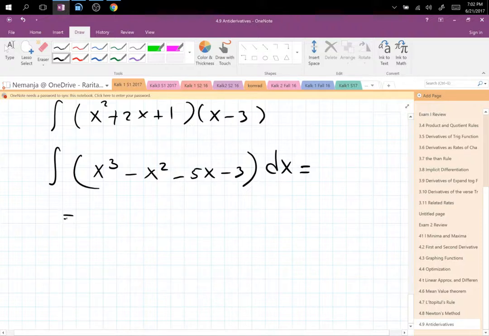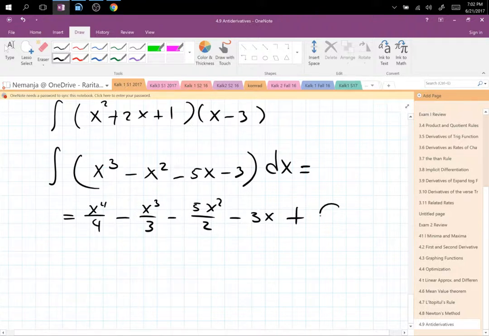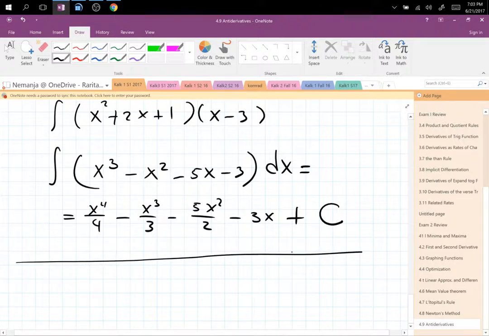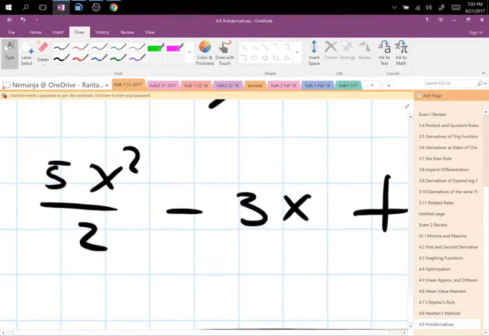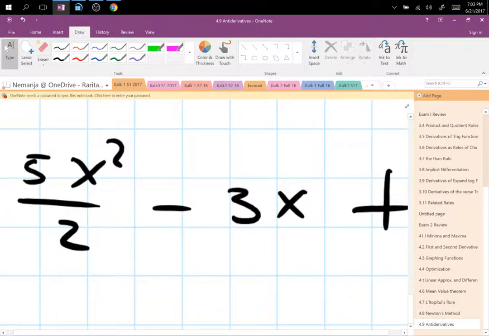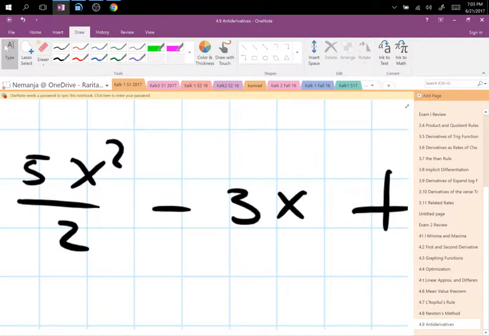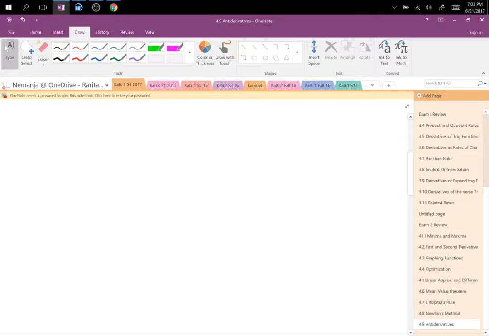So that's going to be x to the 4 over 4 minus x to the 3 over 3 minus 5x squared over 2 minus 3x plus c. Is it plus 3x? Oh, no, that is a minus. Look, minus. Yep. See? Copy your, it's right there. Minus. I'm just gonna fix it up.